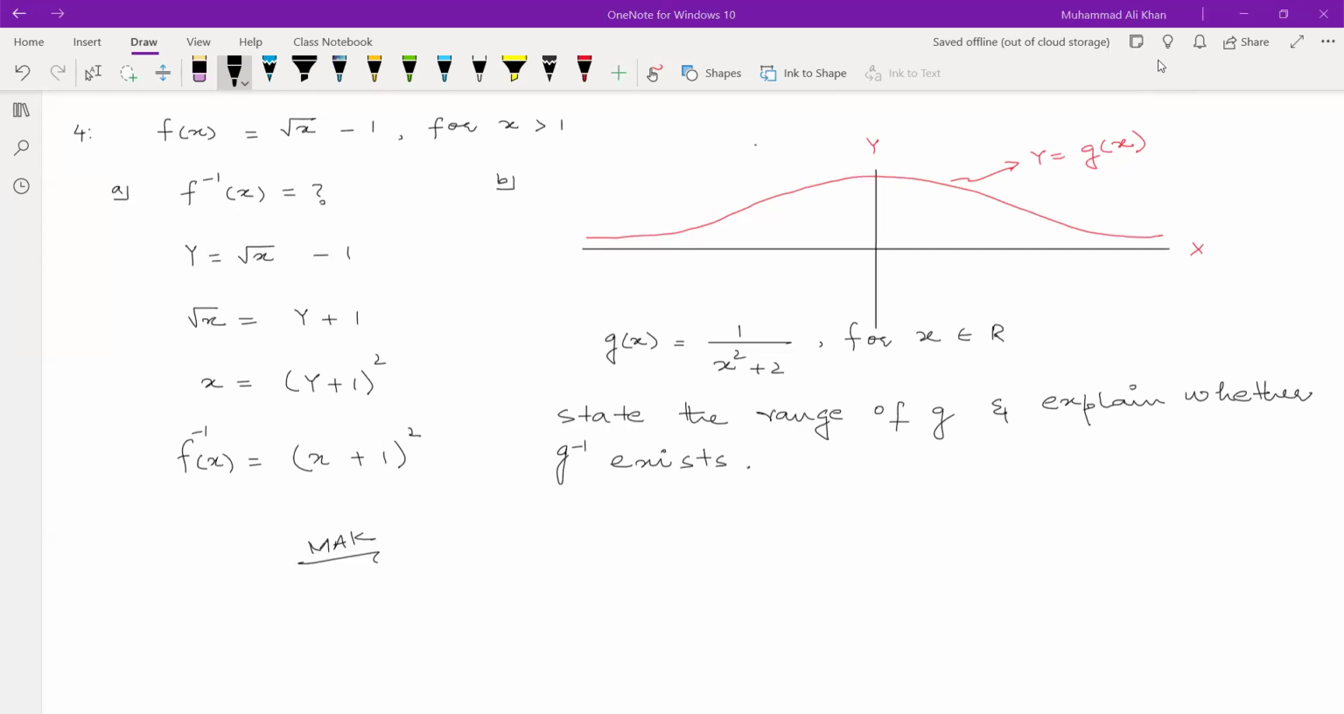Now, how to calculate the range of g? First I'm calculating where g is crossing the y-axis. So it means x is 0. So when x is 0, it is 1/2. And whether it crosses the x-axis: if y is 0, then 0 equals 1 upon x squared plus 2, which is not possible. It means the function is not crossing or touching the x-axis, but it crosses the y-axis at 1 upon 2.